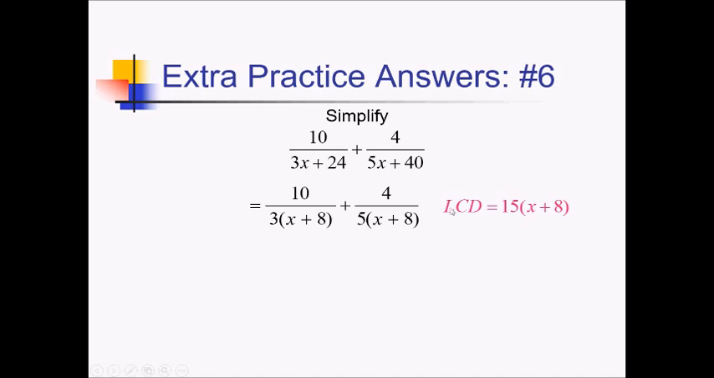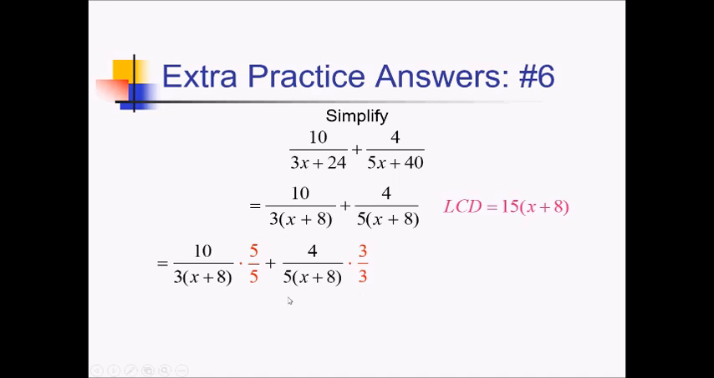So now let me multiply each fraction by what it needs to get the LCD. For this first fraction, we've already got the x plus 8, but that 3 needs to be a 15. So I'll multiply by 5 over 5. And I'm doing 5 over 5 so that I'm actually multiplying by 1, not changing the value of anything. For the next fraction, I have the x plus 8, but I need a 15, not a 5, so let me multiply by 3 over 3.